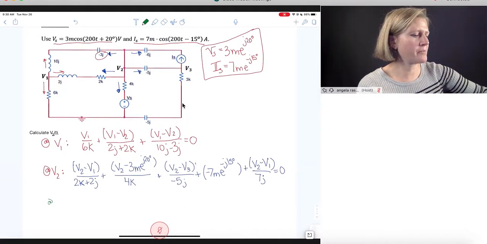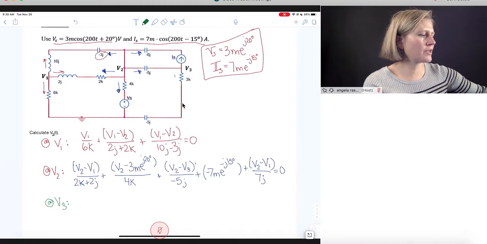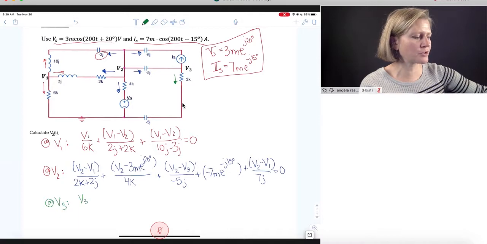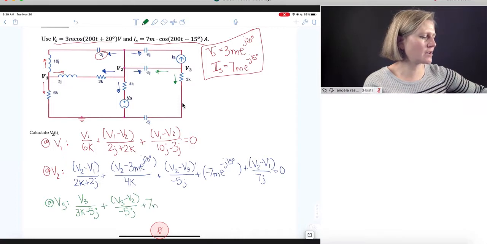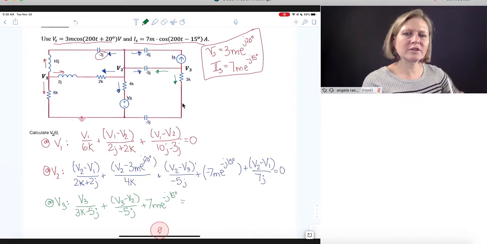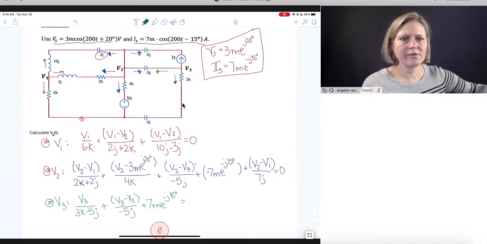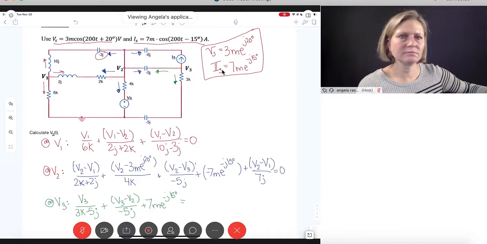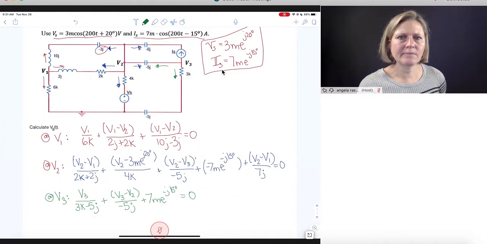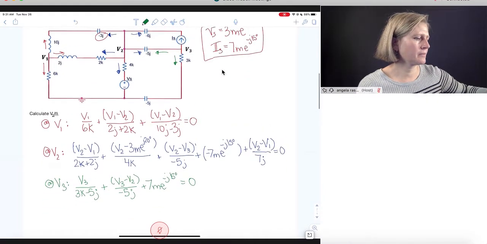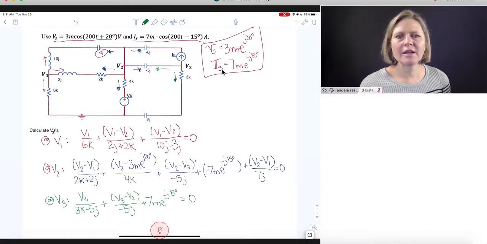For V3, we're going to have this branch, which will be V3 over the summation of all of those, which is 3k minus 5j. We have this branch, which is (V3 minus V2) over minus 5j. And then we have a plus IS, and again written in polar form. So this gives me my three equations, and now I want to write them in matrix form.